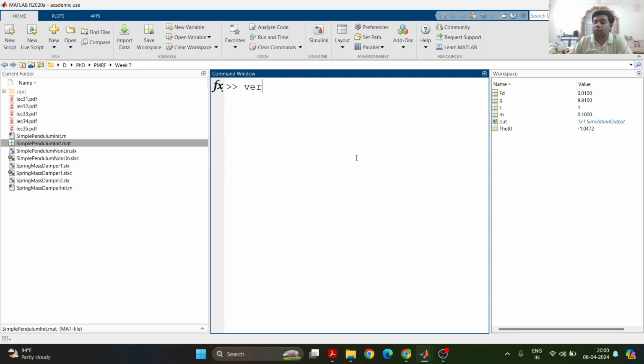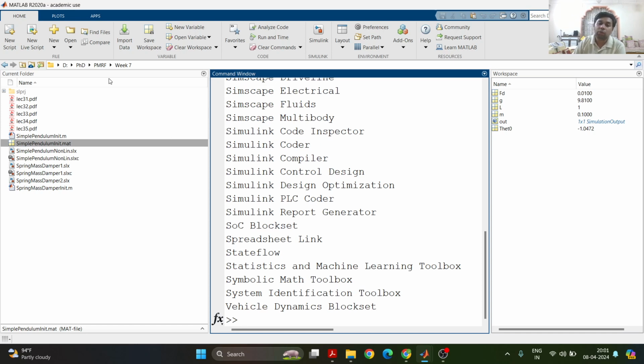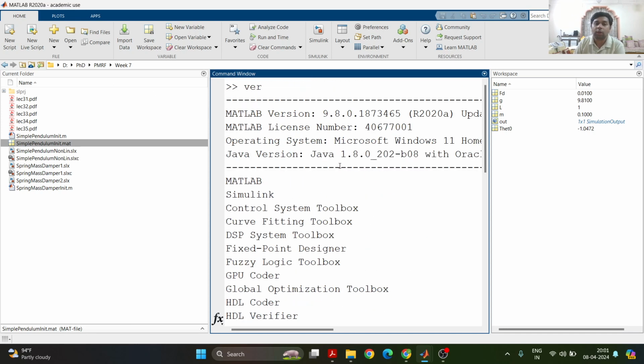So in the online version of MATLAB, you should not face the problem of toolboxes missing or something like that. If you have an offline desktop version, then you need to manually install whatever toolboxes you need. To see which toolboxes are already installed, we can just type VER in the command window. It will show what all toolboxes we have installed.